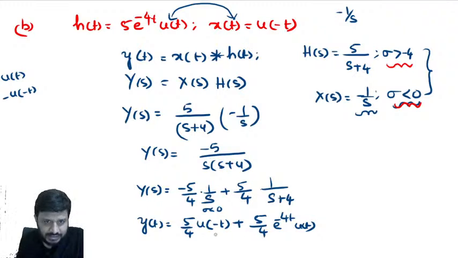u of minus t, right? I think it is minus u of minus t, no? No, u of minus t only, plus 5 by 4 e power minus 4t u of t. Clear? Please reply so that I can go to the next one. Calculate the Laplace transform, multiply the Laplace transforms, find the inverse Laplace transform. That's what we are doing.